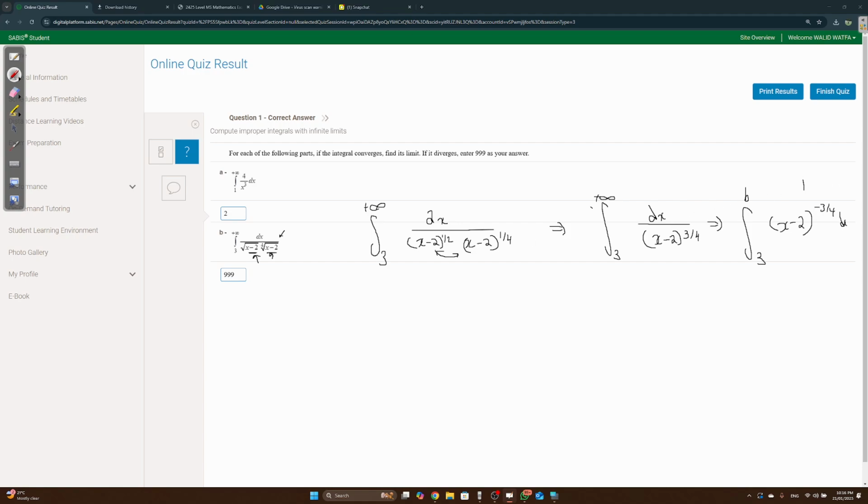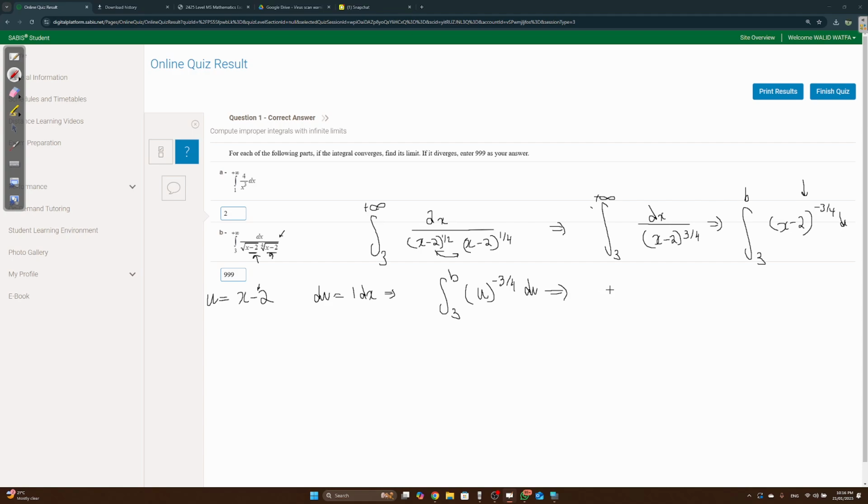Obviously, to integrate this, you need to use u substitution because it's more than one term under the power. So we're going to set u to be x minus 2. So du is equal to 1 dx. Right? Remember, du equals u prime dx. What's the derivative of x minus 2? It's just 1. Okay, so then you just change dx with du because they're just equal to each other. So it's going to be the integral from 3 to b of u to the power of negative 3 over 4 du.